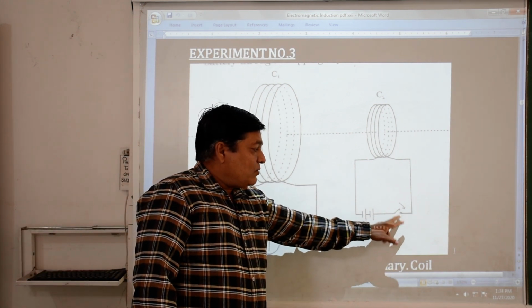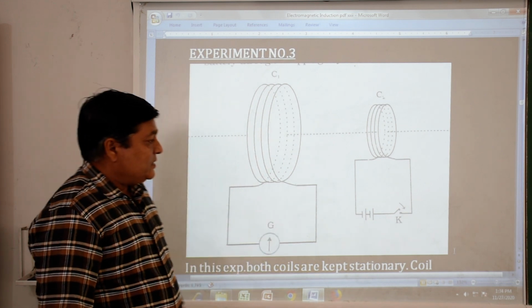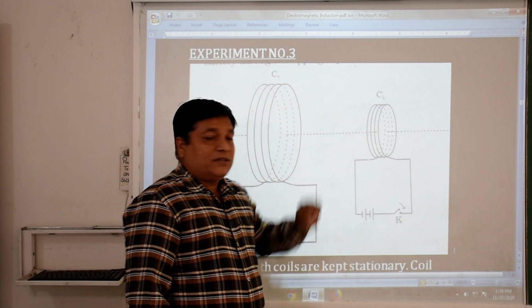When the tapping key is closed, meaning it is kept closed, we see that the current starts flowing through this coil.